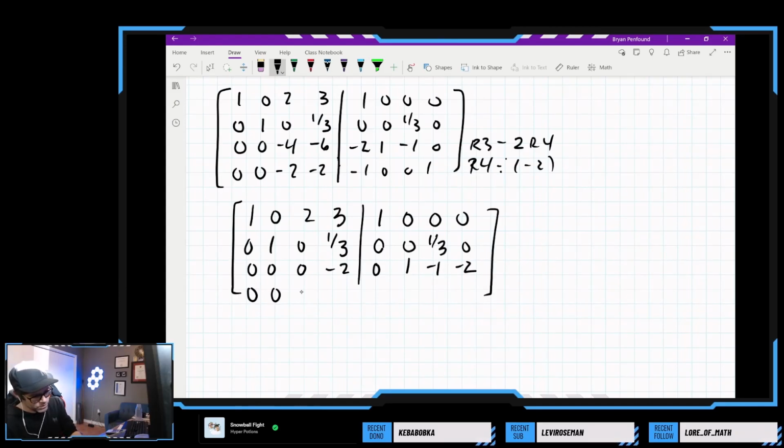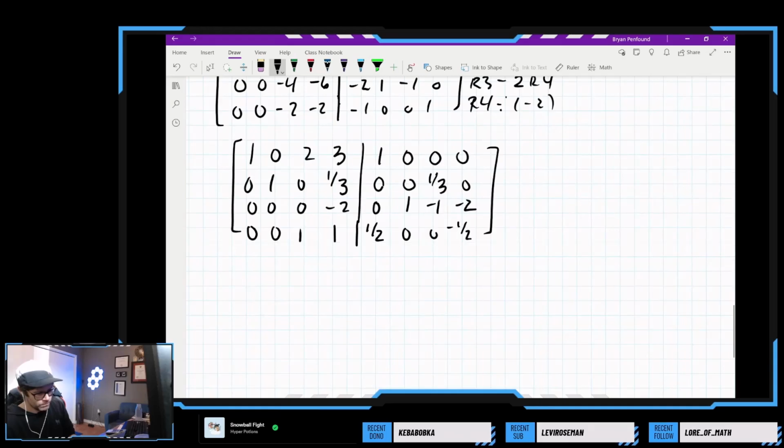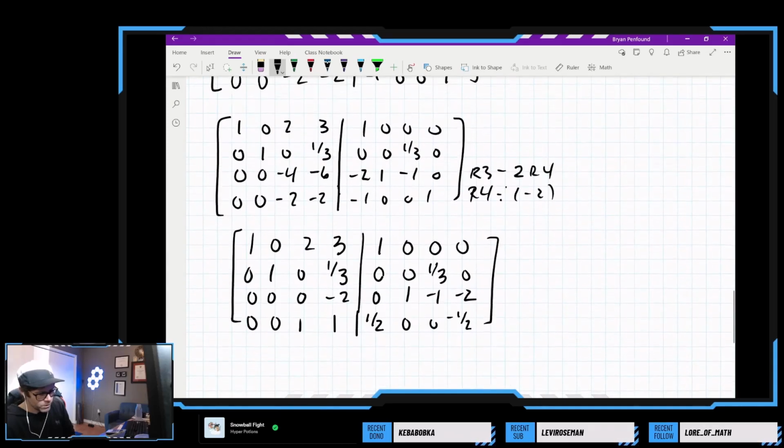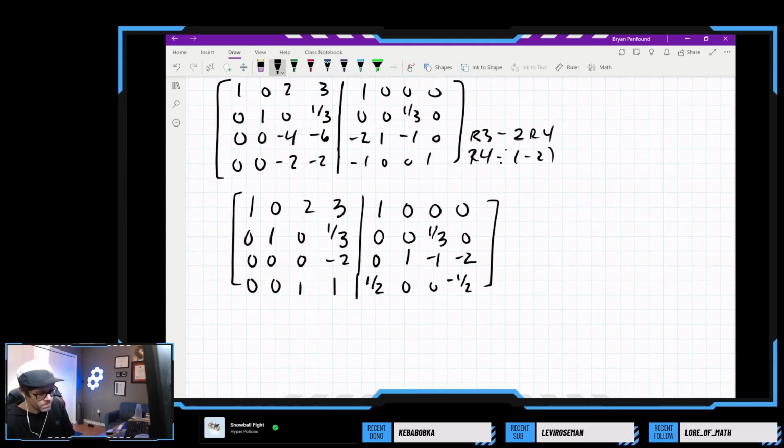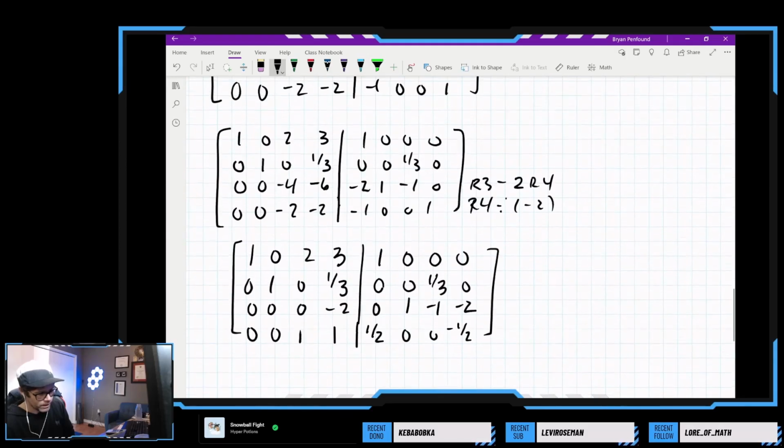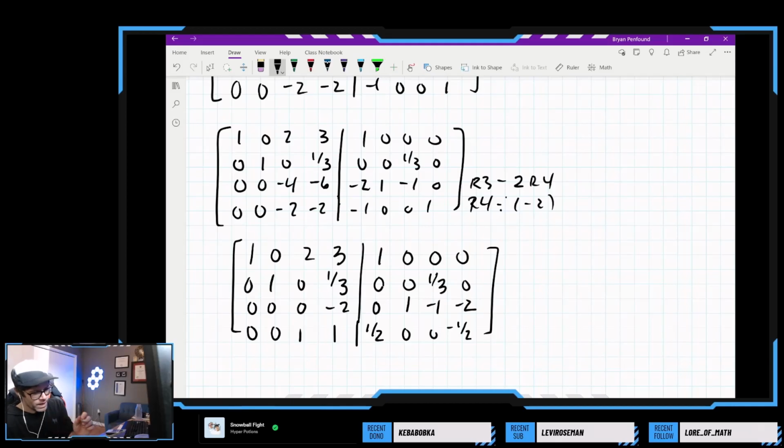And then we have 0, 0, 1, 1. Let's make sure we get our signs correct this time. A half positive and negative a half. Ooh, I still have to deal with row 1, don't we? Yeah. Okay. We should do that here.